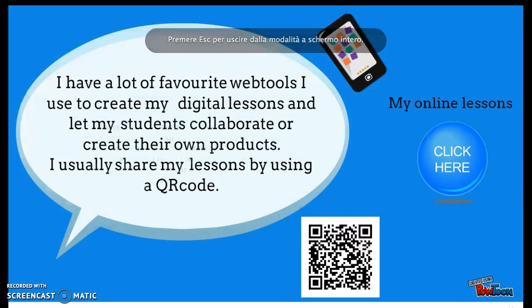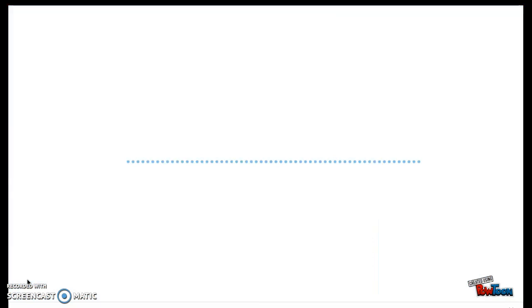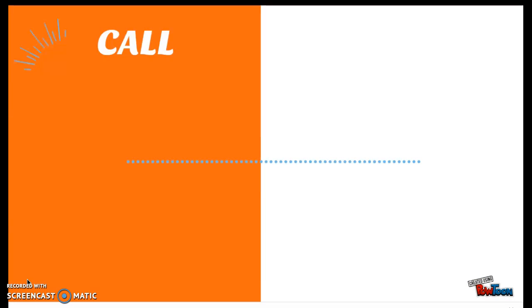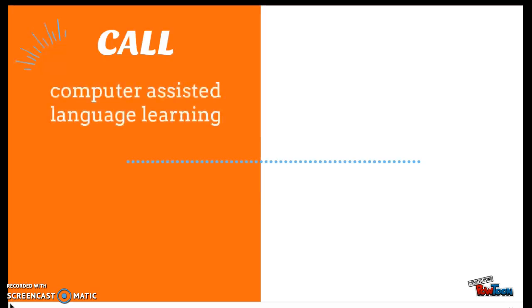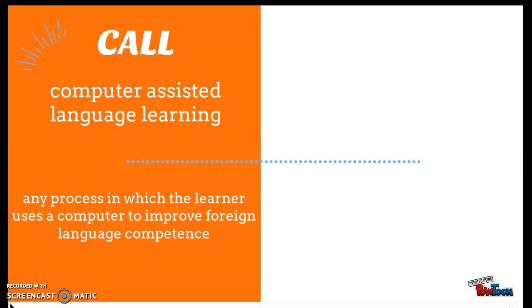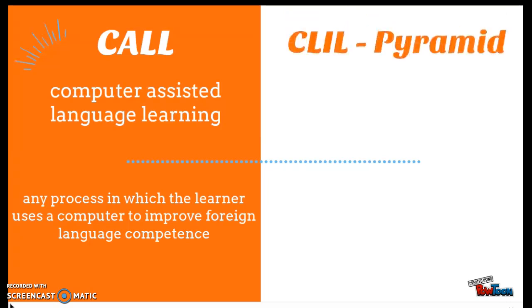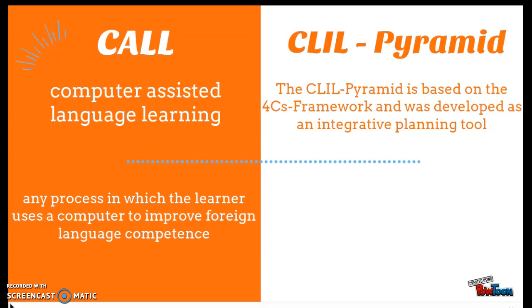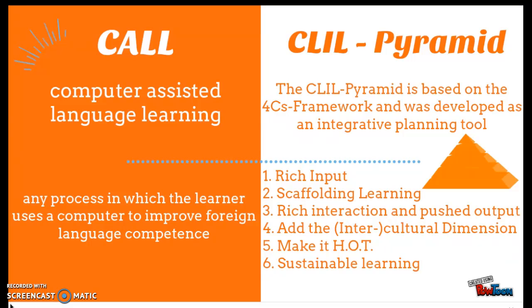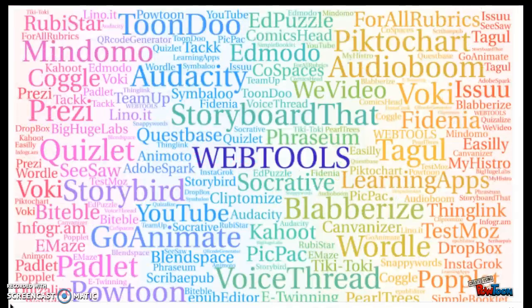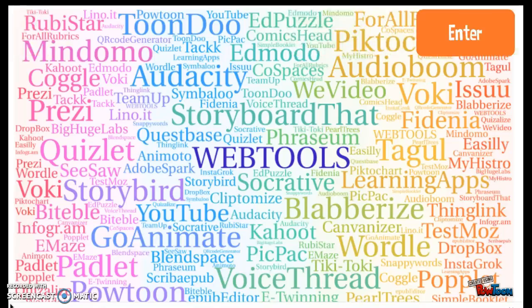Actually, in this module, I learned a lot of apps that I can use, but even what is cool, for example, computer assisted language learning, in which the learner uses a computer to improve foreign language competence. What is a CLIL pyramid that is based on the 4 C's framework? So how to plan my activity, and all the web tools shown. My favorite is Blendspace, but even Padlet, Powtoon.